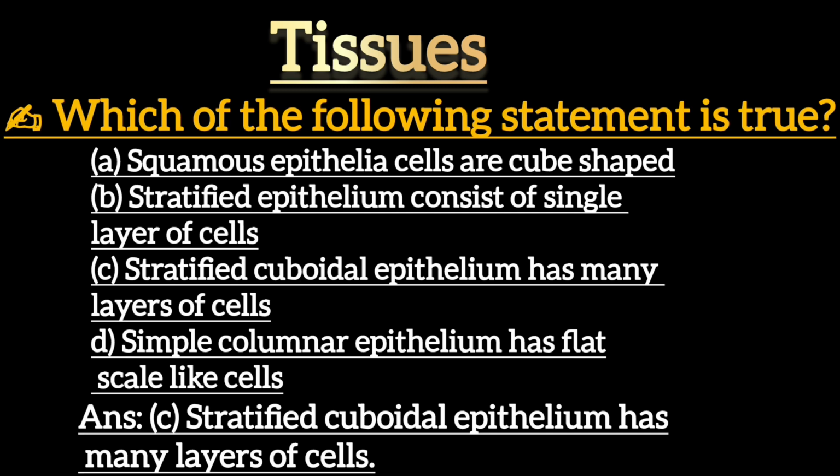Next one is which of the following statements is true? Option A, squamous epithelial cells are cube-shaped. Option B, stratified epithelium consists of single layer of cells. Option C, stratified cuboidal epithelium has many layers of cells. Option D, simple columnar epithelium has flat scale-like cells. Correct answer is option C. Stratified cuboidal epithelium has many layers of cells.